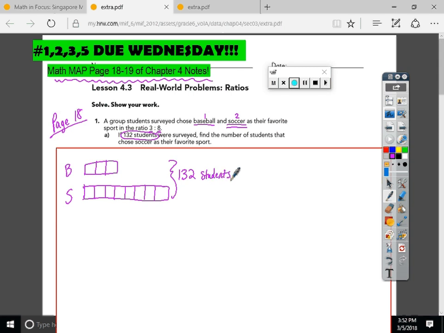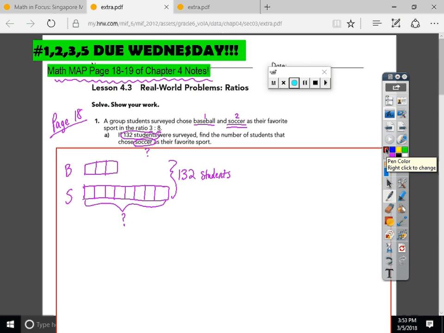I also like to label my bar to show what I'm trying to find. So it says, find the number of students that chose soccer. Oh, soccer will be the question in a minute. So I might come here and say, hey, S stood for soccer. In a minute, I want to figure out how many students are represented.